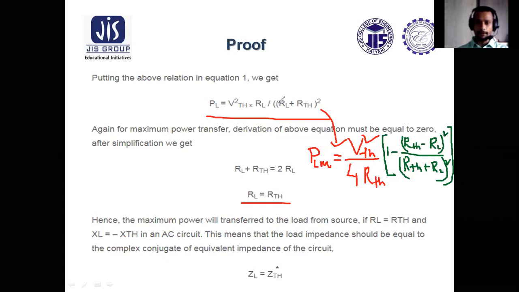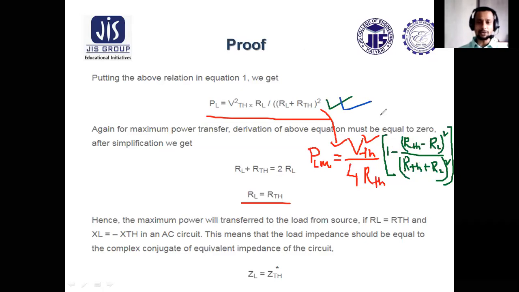See, this equation can be written in this form. Why? Because after simplification of this equation, you will get this one. RTH square plus RL square will be in the LCM, so RTH square plus RL square plus 2 RTH RL. Here also RTH square and RL square will be cancelled. So in the numerator we will have 4 RTH RL, and the 4 RTH will be cancelled. So VTH square into RL by RTH plus RL whole square, which is this equation.